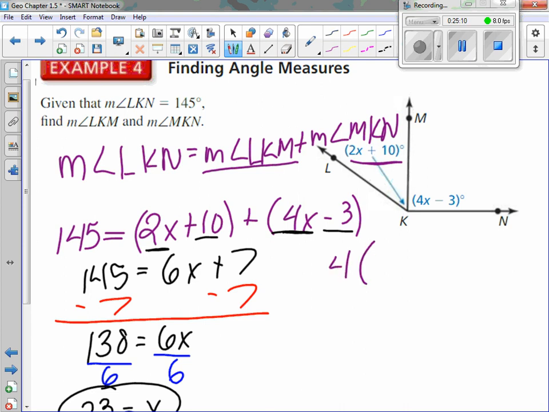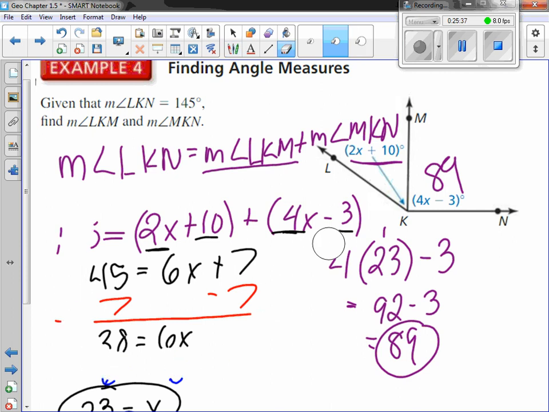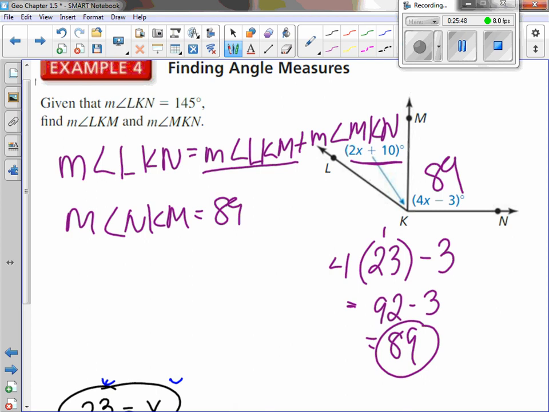So it would be 4 times 23 minus 3. At this point, you can type that whole thing into a calculator: 4 parentheses 23 minus 3. Well, 4 times 3 is 12, carry the 1. 4 times 2 is 8, plus 1 is 9. I had a feeling it was going to be 89 degrees. I'm going to erase this so I have some room. So we found that the measure of angle NKM, or MKN, is 89 degrees.